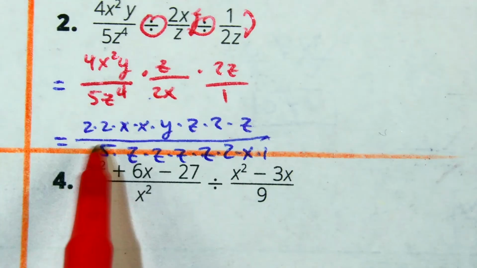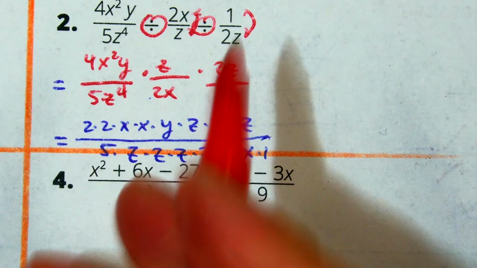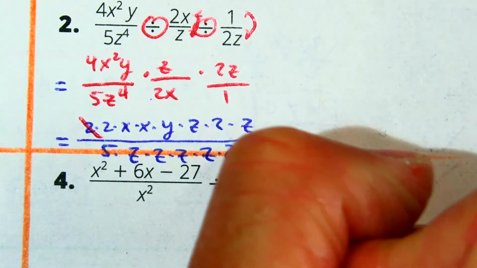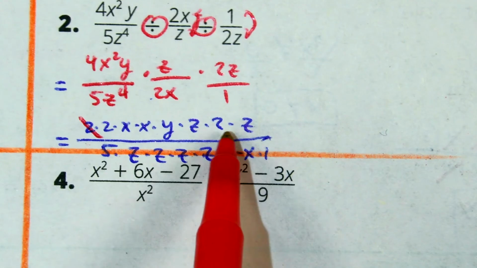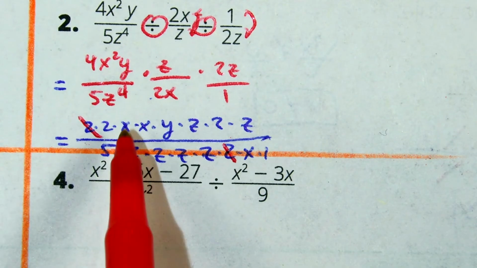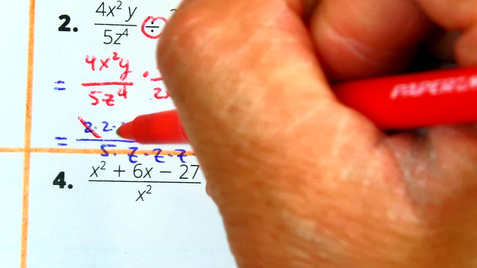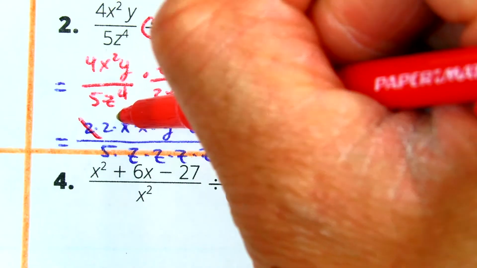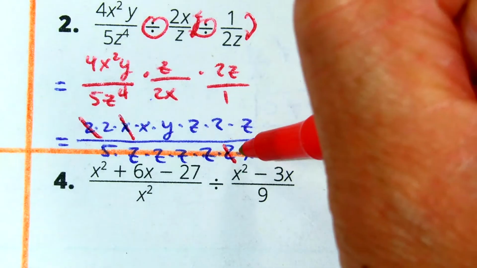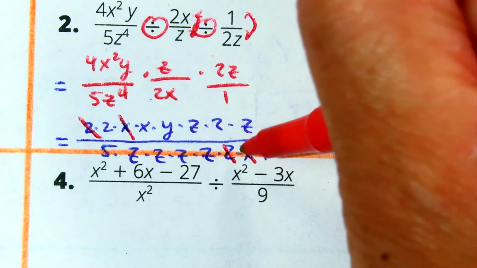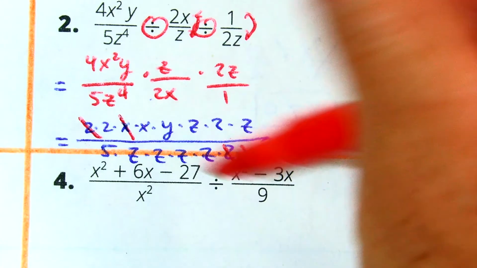Can I cancel a 2? Yeah. I differentiate my 2's and z's by putting a line through them. How many x's? I'm going to cancel 1 for 1. Okay, don't be tempted to do 1 and then 2 here. That would be incorrect. Any y's?